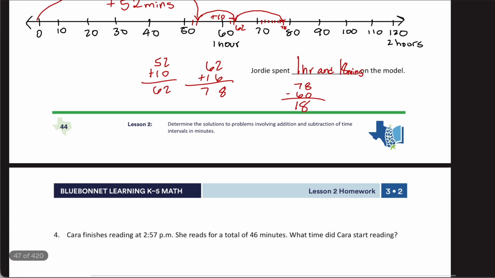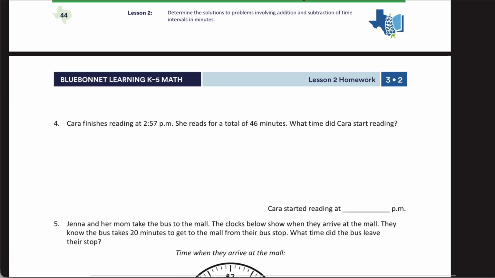So another thing that I want to go over here is number 4. Kara finishes reading at 2:57 p.m. She reads for a total of 46 minutes. What time did Kara start reading? Now, there are 2 different ways you can solve this problem. We're going to use the number line way first. Okay.